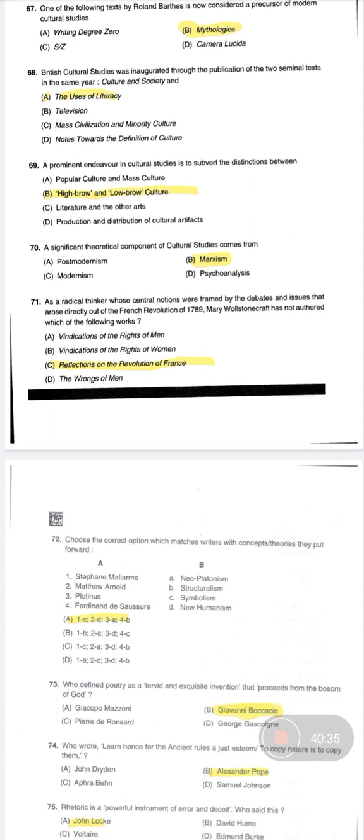Question number 71, that you have to all learn it, you have to cram in your mind, just for the sake of exam, keep in mind. As a radical thinker whose central notions were framed by the debates and issues that arose directly out of the French Revolution of 1789, Mary Wollstonecraft has not authored which of the following works? Reflections on the Revolution in France is not written by Mary Wollstonecraft. Other works are written by Mary Wollstonecraft.